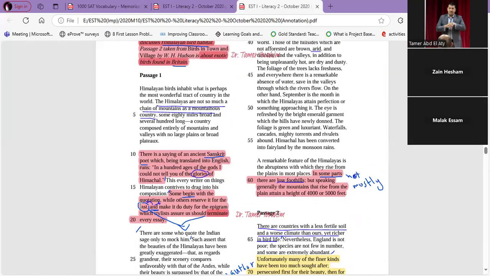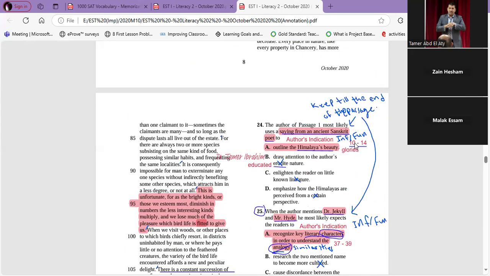Okay. He said there is a saying of an ancient Sanskrit poet, which being translated into English runs: In a hundred ages of the gods, I could not tell you of the glories of Himalaya. Okay. So here, it outlines the Himalaya's beauty. Yes, he said glories, so it can be.